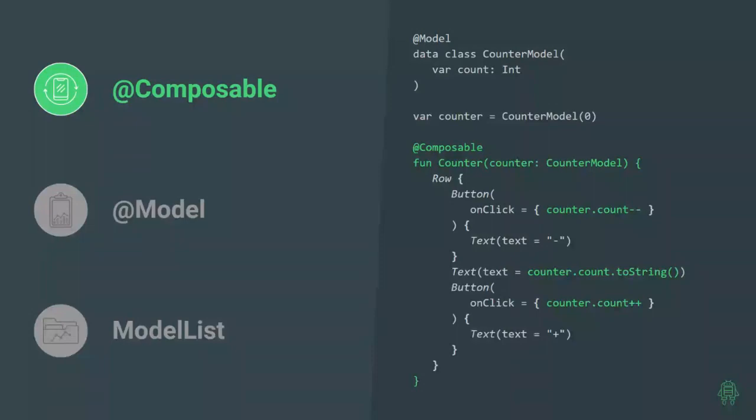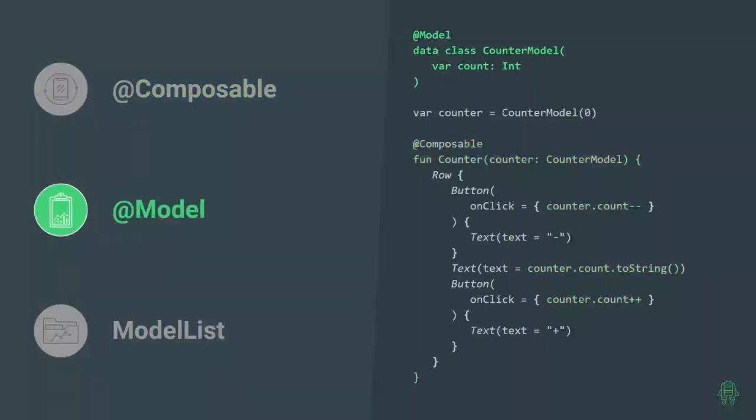But if you want to give Jetpack Compose the possibility of recomposition, we should use trackable types, and data should be wrapped in a trackable type. And we have two trackable types: Model and ModelList. So let's start with Model. Model is a simple annotation. We generate additional code under the hood.